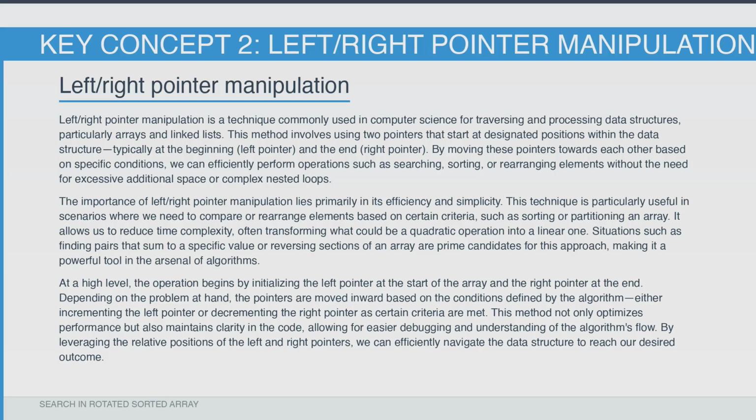For example, if you're trying to find 2 numbers that add up to a certain value, you can simply adjust the pointers depending on whether the current sum is too high or too low. By moving the left pointer to the right or the right pointer to the left, you effectively narrow down your search. This technique not only speeds up the process, turning what could be a slow, quadratic search into a much quicker linear one, but also keeps your code clean and easier to debug. By leveraging the relative positions of the pointers, you can efficiently explore the array and achieve your goals.